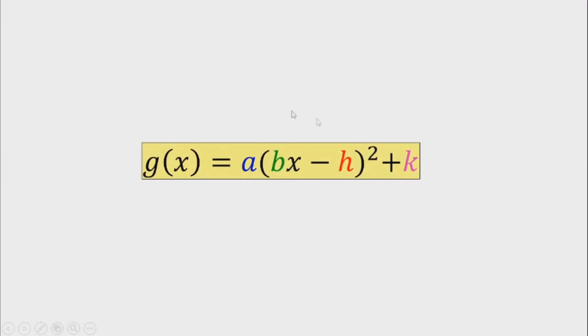So the transformation of a quadratic function can be represented in this general form. If you are familiar with this, this is the vertex form of the quadratic. Again, the vertex is (h, k). H is the x value of the vertex, and k is the y value of the vertex. So let's talk about the parameters a, b, h, and k.